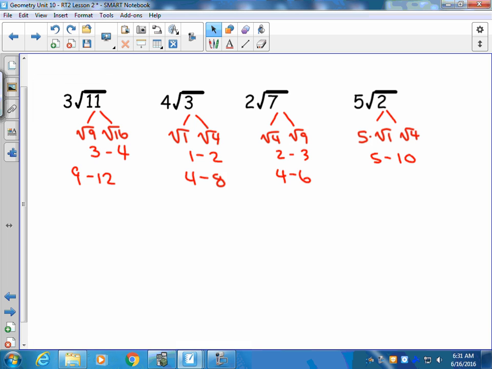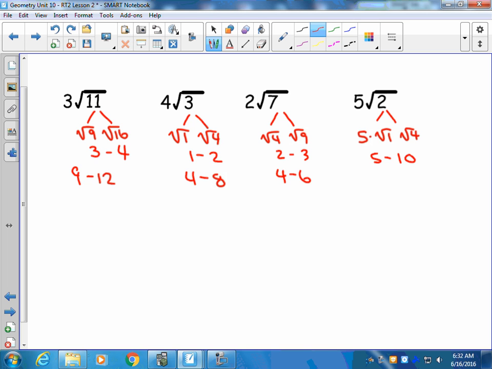Pretty sure that 3 square root of 11 is one of the upper values, because when we look at 5 square root of 2, this one's going to be below 10. 10 was that upper boundary of that value. And then we've got these 2 in the middle. This one's going to be closer to 8. This one, 7, is pretty much right in the middle. It's a little bit closer to 6.